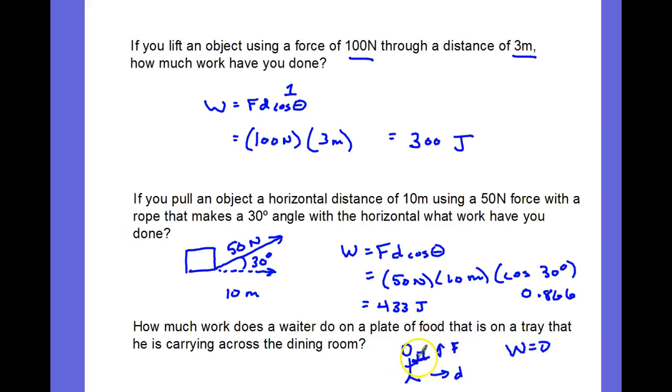There is a frictional force, a static frictional force, that is moving the food in the direction of the motion. And so the static friction force is doing work, but the waiter is not doing any work on the plate of food because he is exerting a force upward and moving it through a distance that is to the right. And since the angle is 90 degrees, there is no work done.